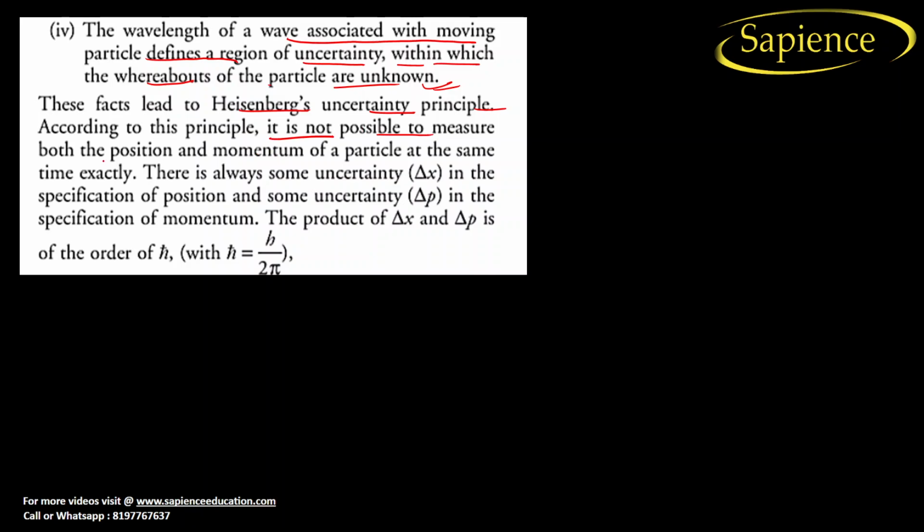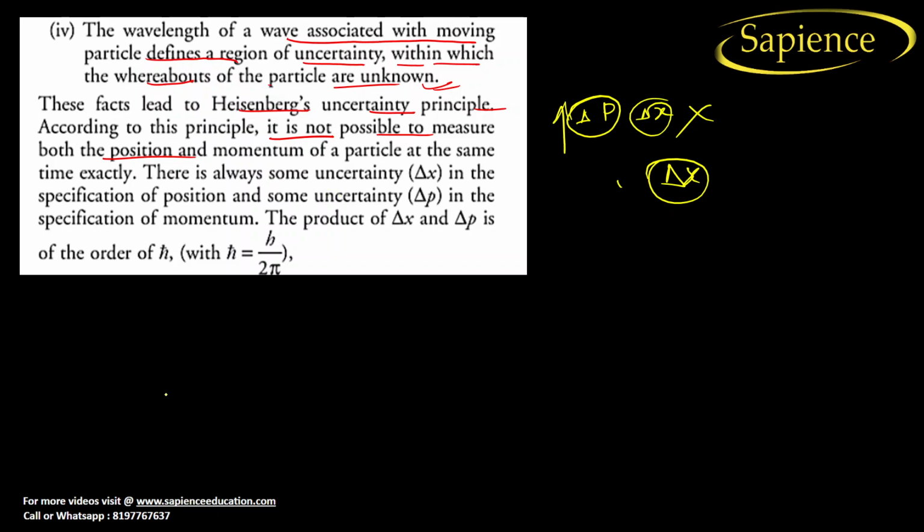It is not possible to measure both the position and the momentum. It will never be possible to find both position and momentum. So if momentum is known, what will happen? If one of the things is known, then the other cannot be known. And if position is known, you cannot tell that momentum is known.